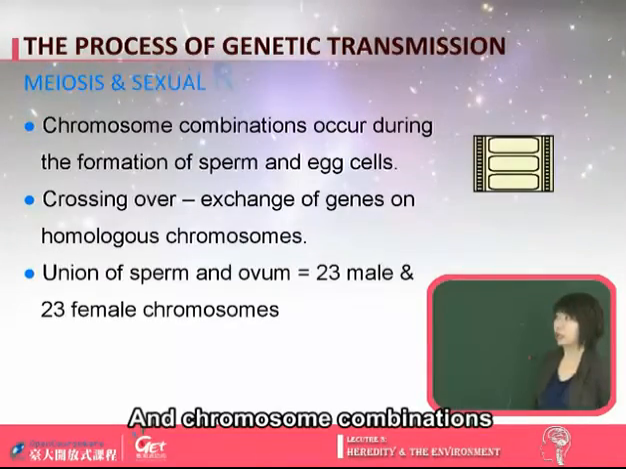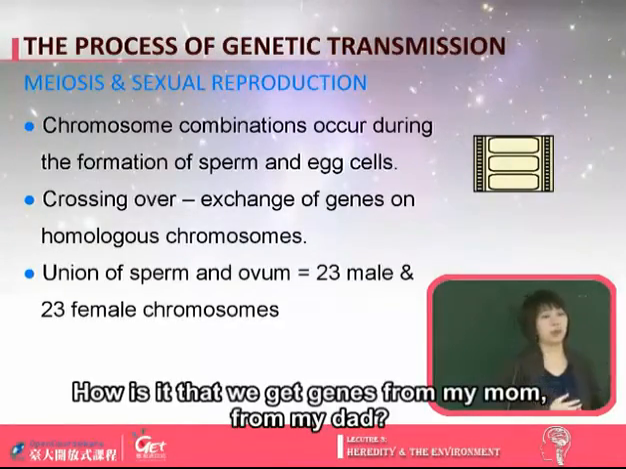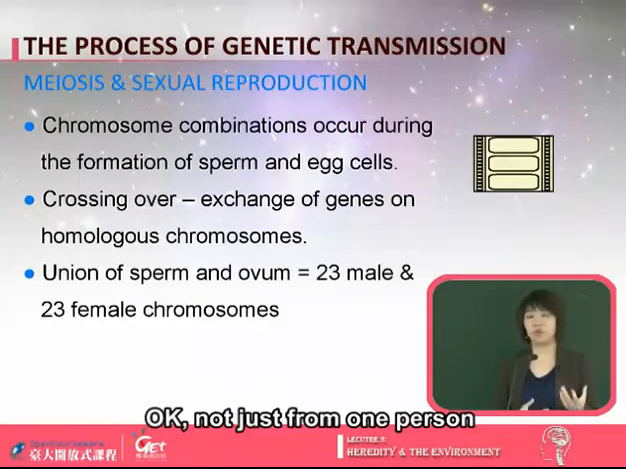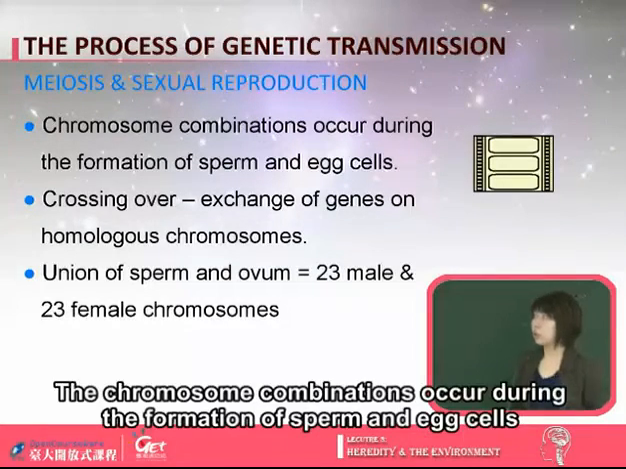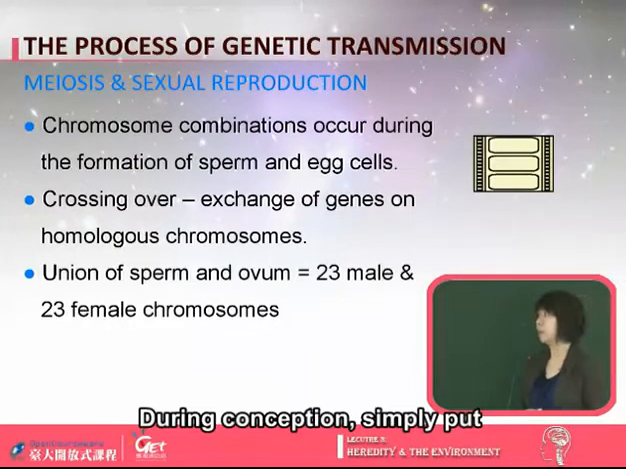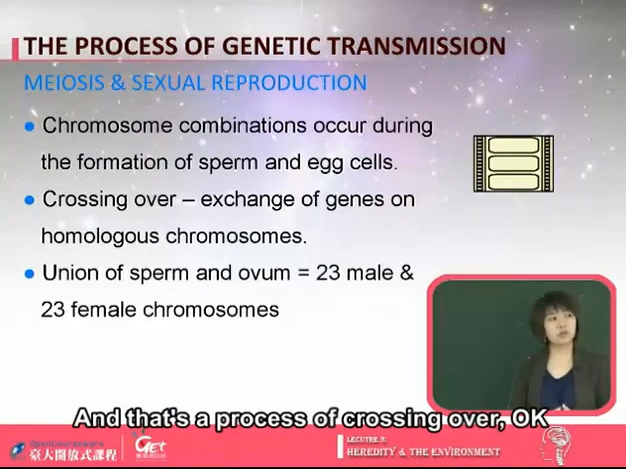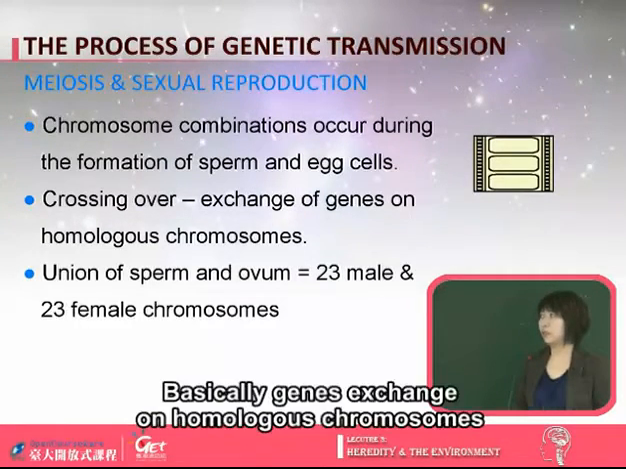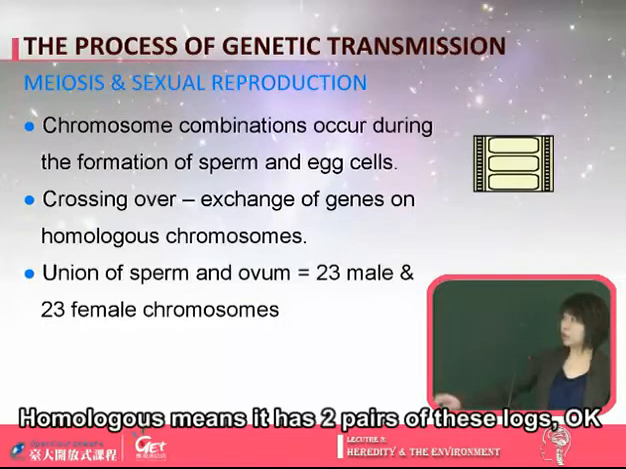And chromosome combinations, how is it that we get genes from our mom and from our dad? Okay, not just from one person. The chromosome combinations occur during the formation of sperm and egg cells, during conception, simply put, and as a process of crossing over. Okay, basically genes exchange on homologous chromosomes. Homologous means it has two pairs of these.